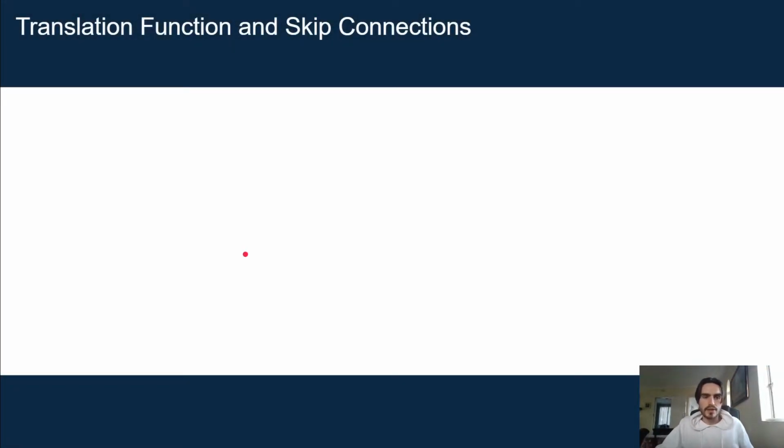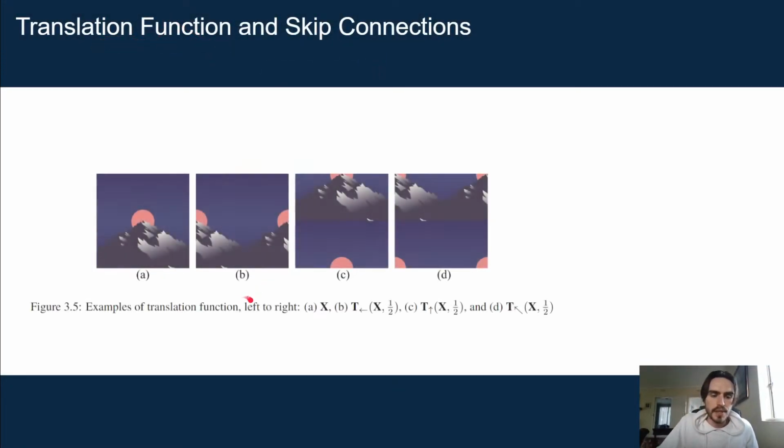So how do these two things, translation functions and skip connections, work? The translation function is really just a notational thing. You know, how you implement it isn't too serious, but you can imagine if we have this input image X, we define this translation function where we can translate X, the original image, left by a half, or up by a half, or diagonal by a half.